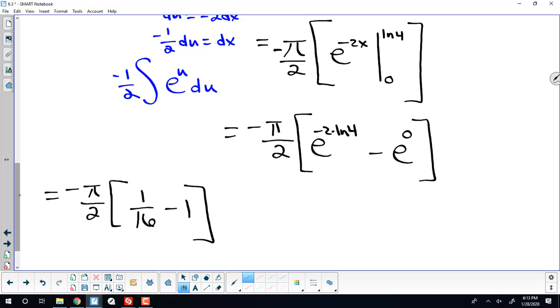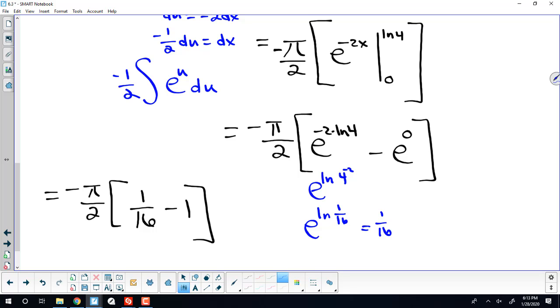Remember the power rule for logarithms. That's the same thing as e to the ln of 4 to the negative 2 power, which is e to the ln of 1 over 16, which is 1 over 16. So I guess that's our exact answer.